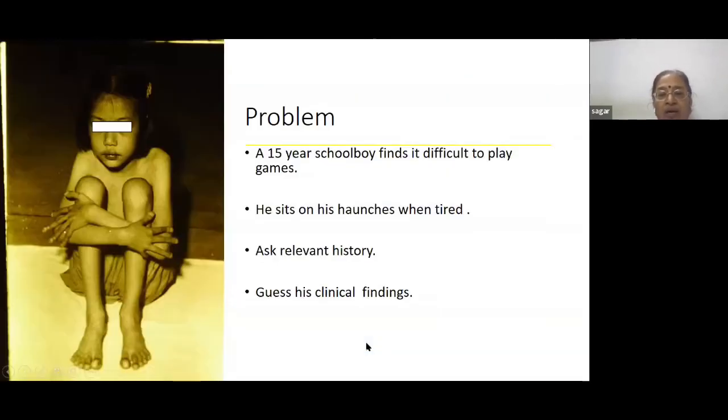Okay. Last slide. A 15-year-old boy finds it difficult to play games. He sits on his haunches when tired. Ask relevant history, guess his clinical findings. Now, that could be either an Eisenmenger's or a TOF. Now, that difference will come from the presence of pulmonary artery hypertension because an Eisenmenger's can also cause squatting. Okay, and cyanosis and clubbing are features of Eisenmenger's. But the big difference between these two is the total absence of pulmonary artery hypertension here, the complete presence of pulmonary artery hypertension, which is the main theme of any Eisenmenger's.